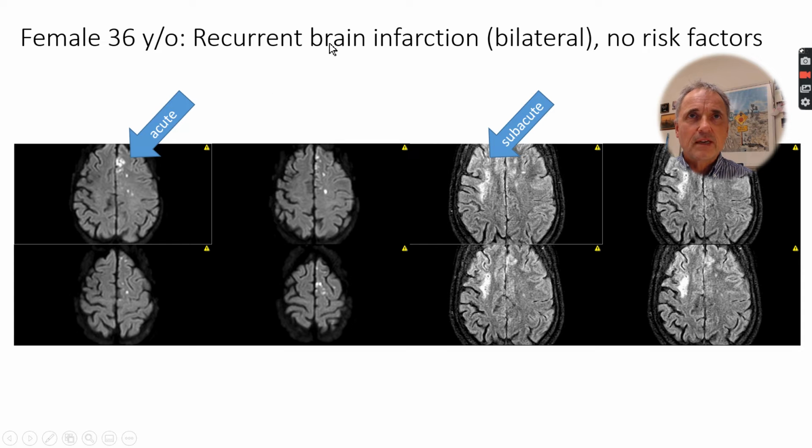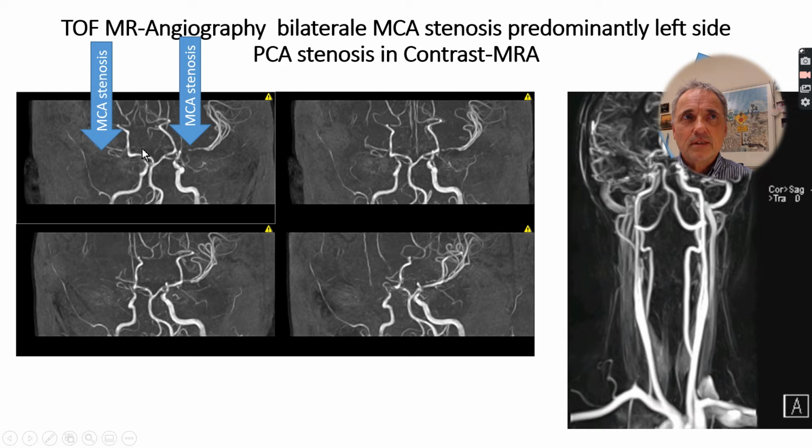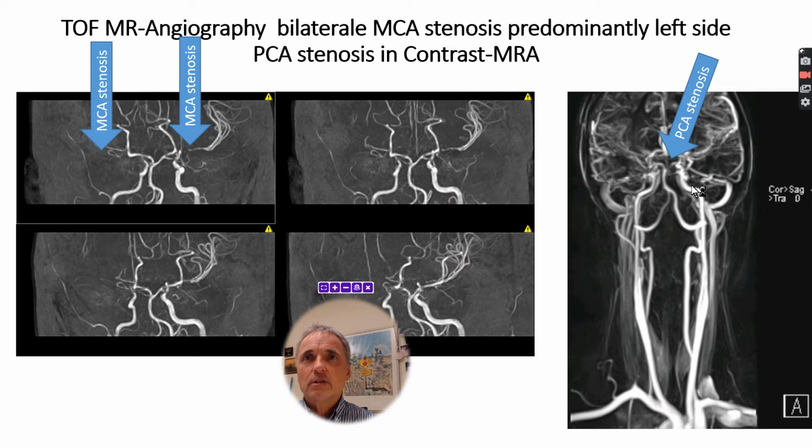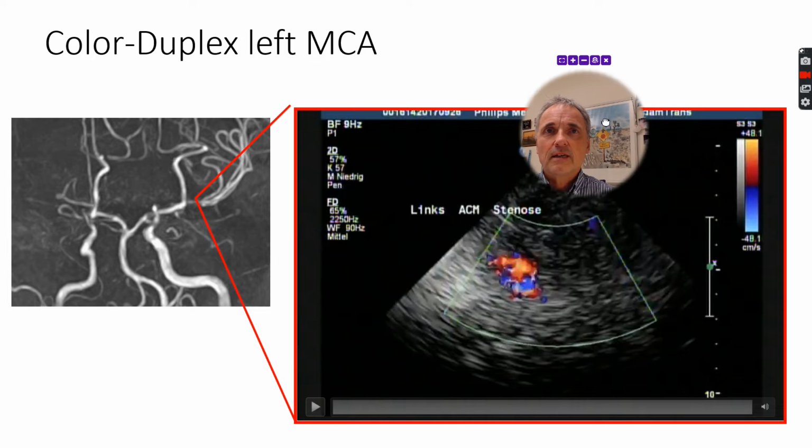The first patient was a female with recurrent bilateral brain infarction and no arteriosclerotic risk factors, with a subacute right-sided stroke and an acute left-sided stroke, which led to admission. We see a bilateral MCA stenosis. The left side was symptomatic, and the anterior circulation was affected. In the posterior circulation, there was a stenotic area in the left PCA, and I show you how we assessed this with ultrasound.